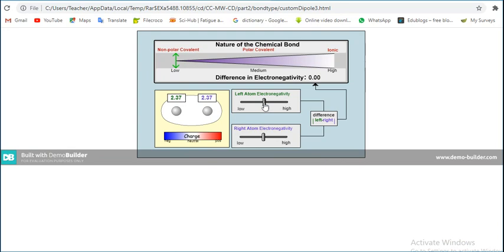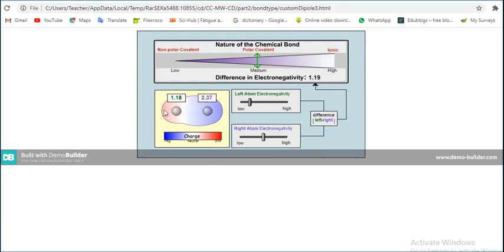Then let us decrease from 2.37 to, for instance, 2.5. Observe here the type of bond has shifted from non-polar to polar because the difference in electronegativity has increased. It is increasing. So now let us continue. When we reach a medium difference, you see here 1.19, it is a medium difference. The bond becomes a polar covalent bond.